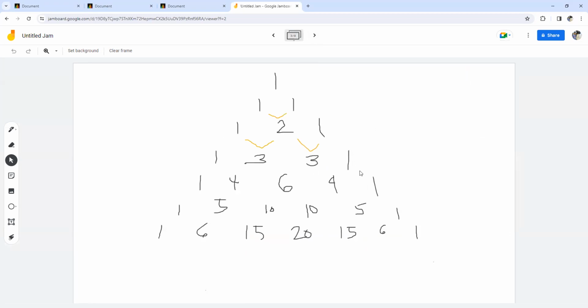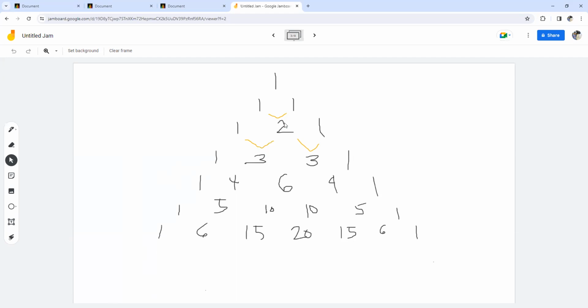There, this is the Pascal's triangle. 1, 1, 1, 1, 2, 1, 1, 3, 3, 1, 1, 4, 6, 4, 1, 1, 5, 10, 10, 5, 1, 1, 6, 15, 20, 15, 6, 1, and so on and so forth. And there is a simple pattern to recreate the Pascal's triangle. You simply have to add two numbers above it to get that number.